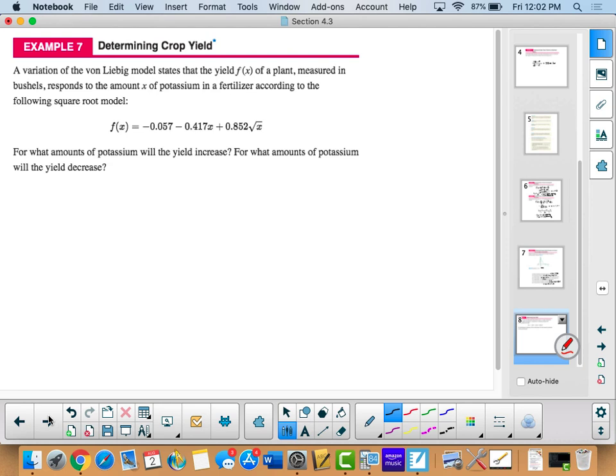Okay, and in this word problem here, we are asked to figure out when will the yield increase and when will it decrease. So we again are using the derivative of this equation. So the derivative of this is going to be this part, the derivative is 0, this part is just -0.417, so this part gives us 1/2 of the 0.852, which is 0.426, x to the negative 1/2 power.